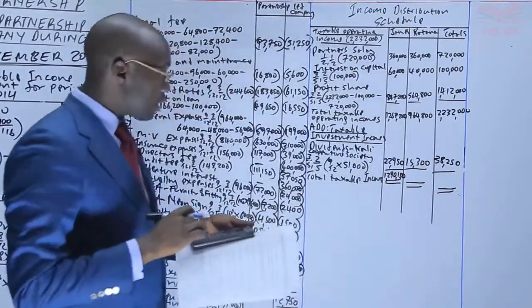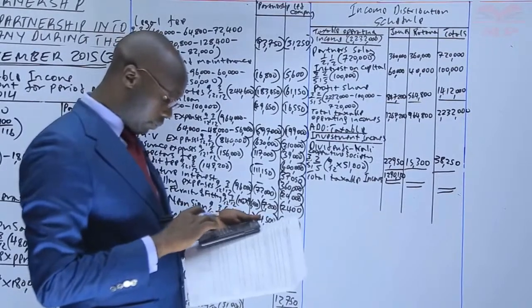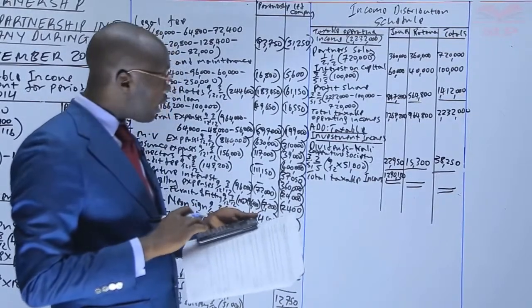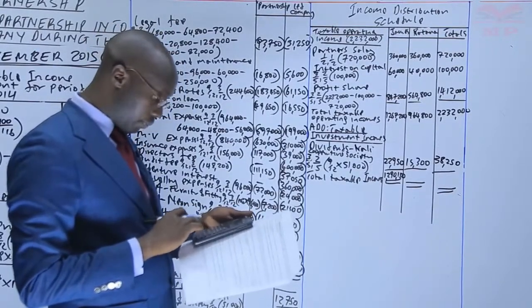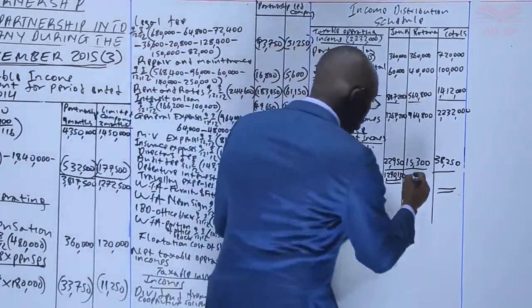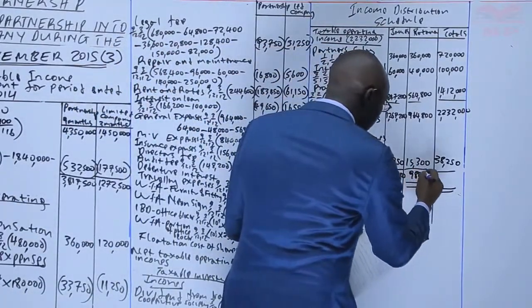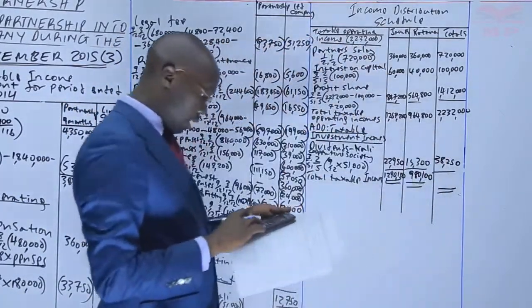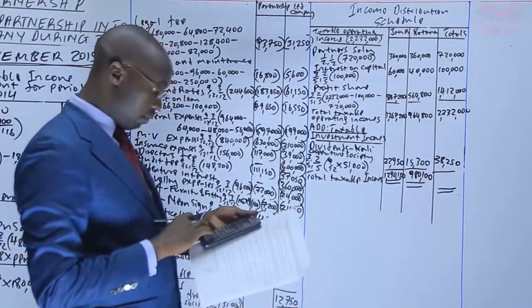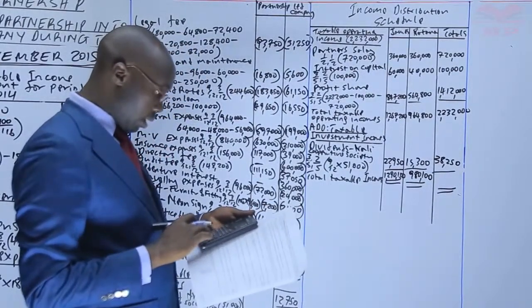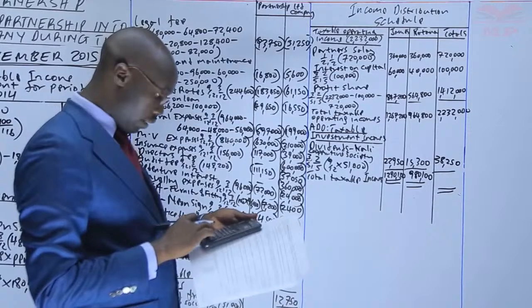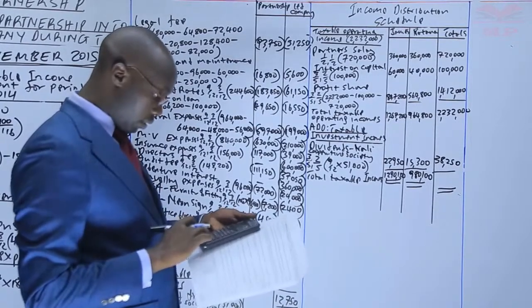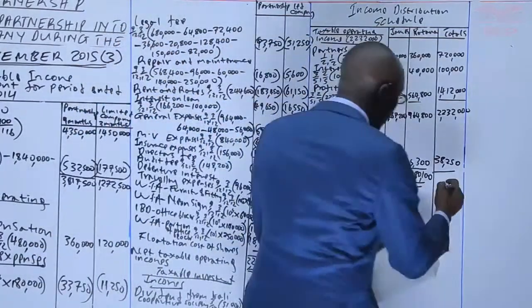The other one is 964,800. And then we add 15,300. That gives us 980,100. And then we can also get the total 22,32,000. And then we add 38,250. That gives us 22,70,250.